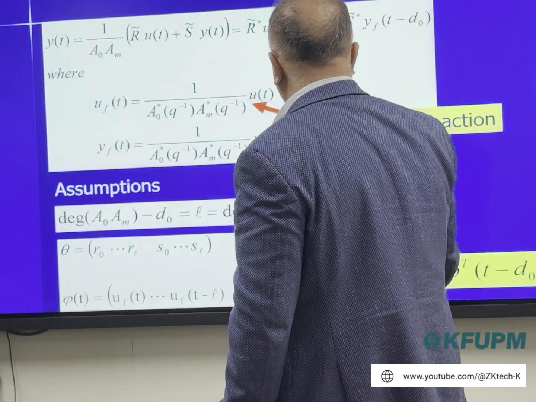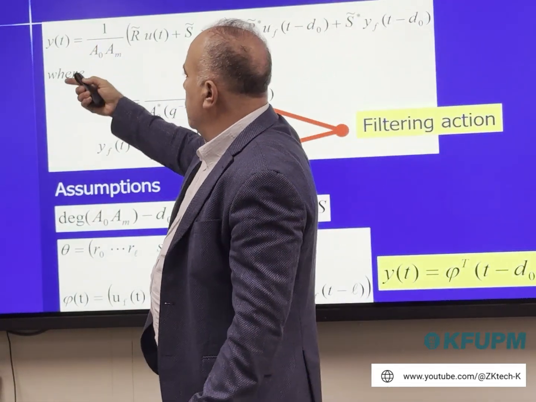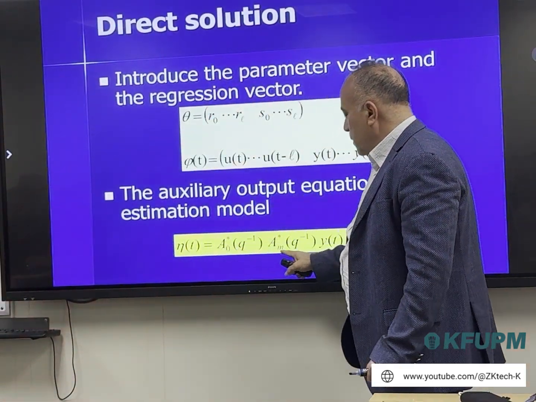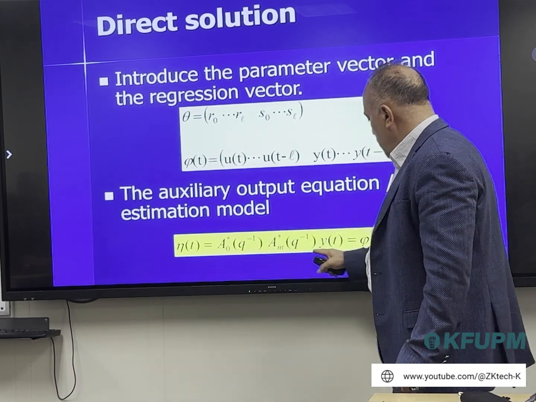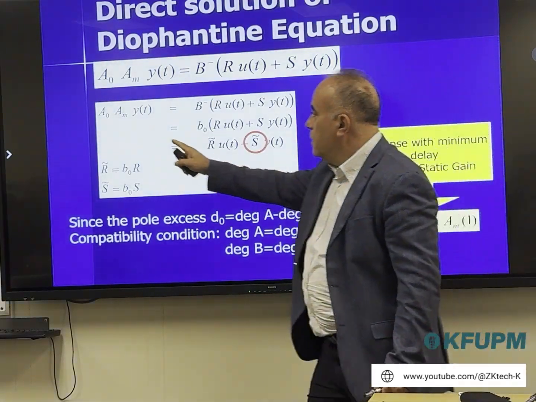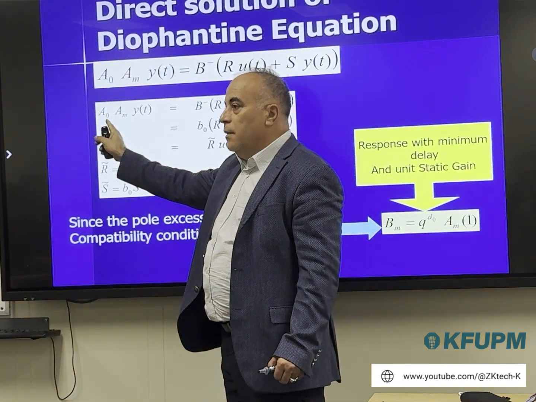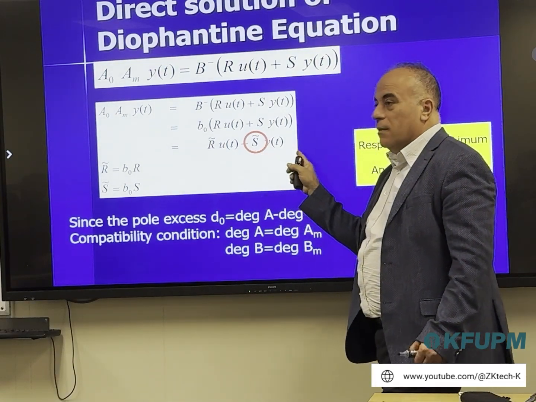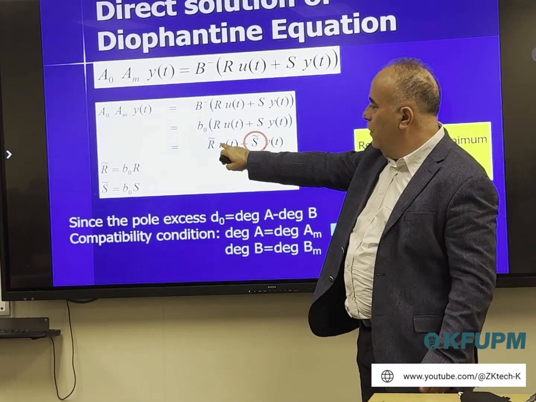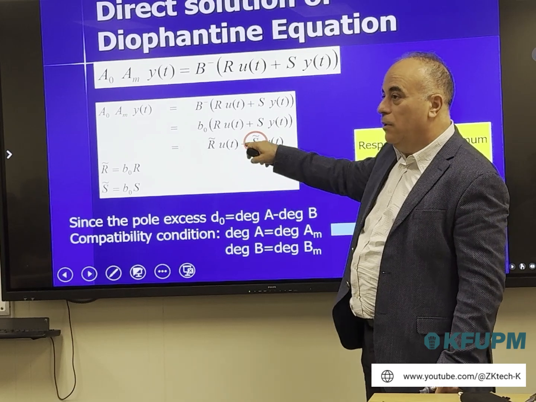So we took this, let me go one slide before this. We took this A0 times AM, and we divided all over the right hand side of the equation. Here, A0 times AM multiplied by y of t is equal to this. I took this A0 AM and I put it as a divisor here. So when I divide, I will have u of t divided by A0 AM and y of t divided by A0 AM. I call this u filtered and y filtered.